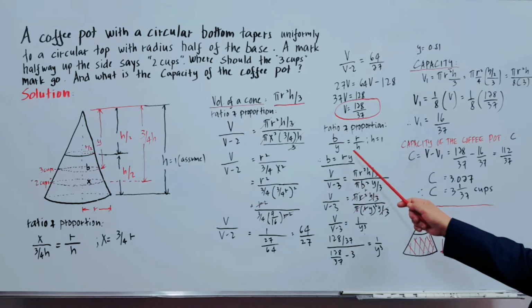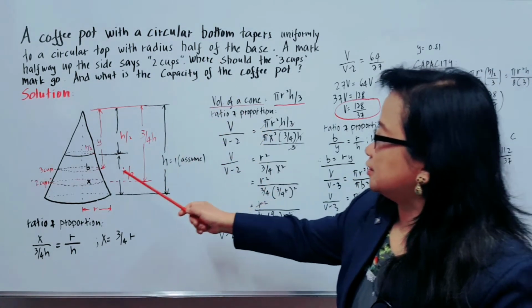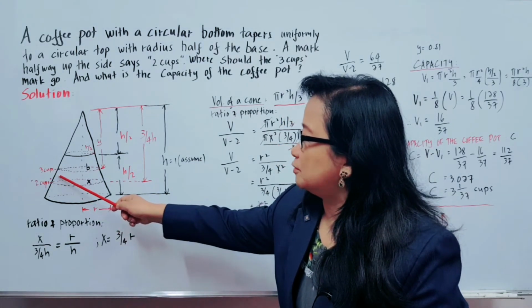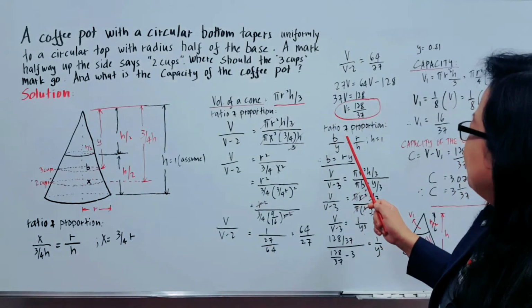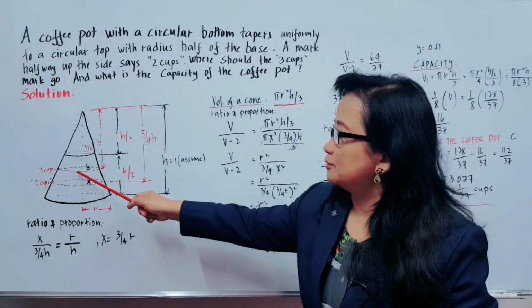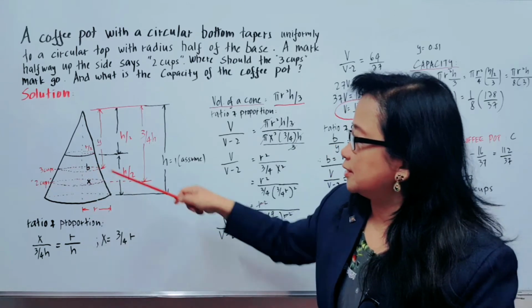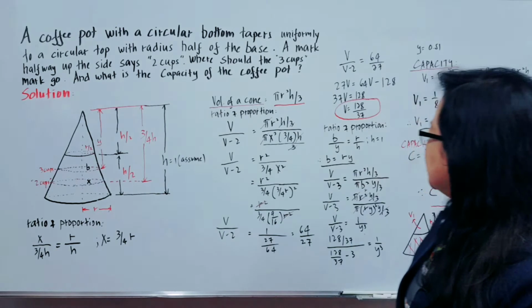we can find, because we want the one on the 3 mark. Where is the 3 mark? Here. If we mark this one as 2 cups, of course the next will be 3 cups. So, we can find the radius also again of this. Where is the 3 cups, we can find the radius here, the circular, by using ratio and proportion.